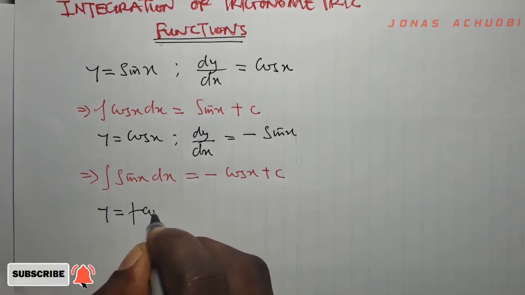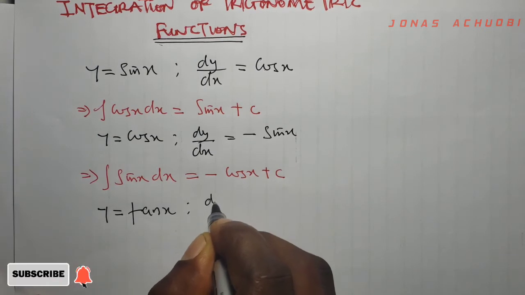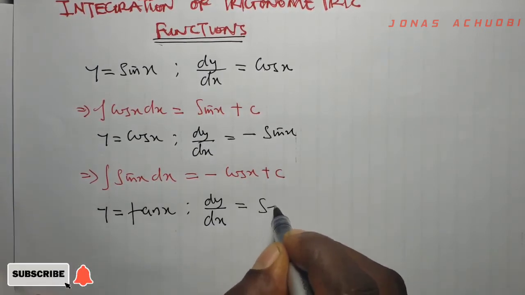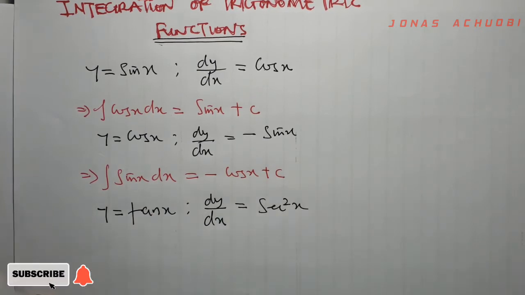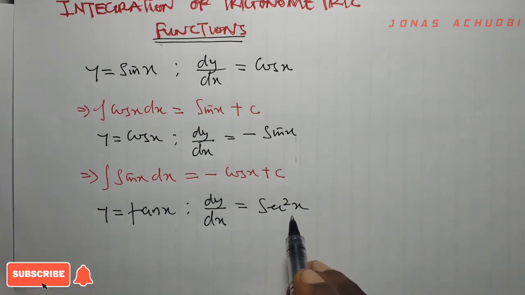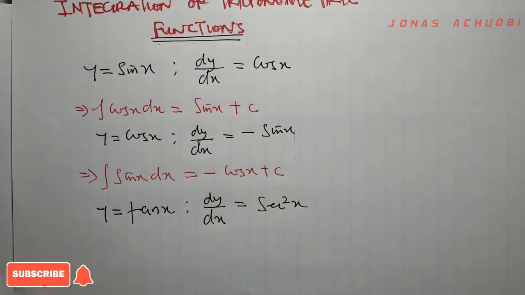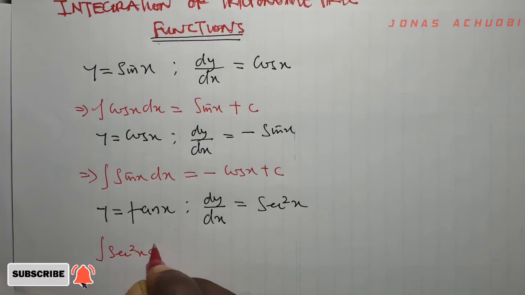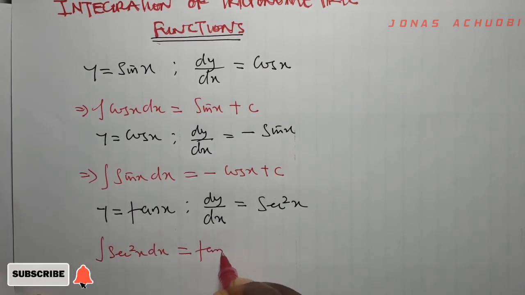And finally, we should recall also that if y is equal to the tangent of x, tan x, then what do we get when we differentiate y with respect to x? Sec squared x. We have done all this integration in our previous classes, and I'll leave the link below for you to check out. So dy dx is sec squared x. It follows that when we integrate sec squared x with respect to x, we get tan x plus c.